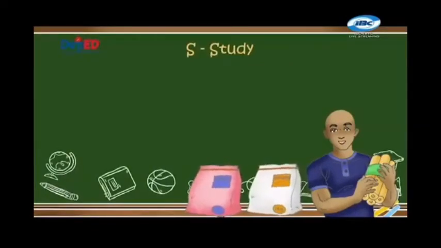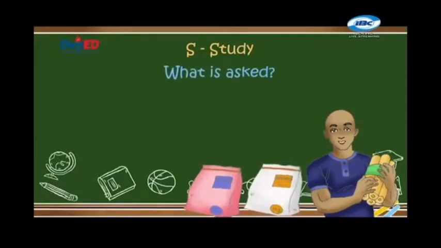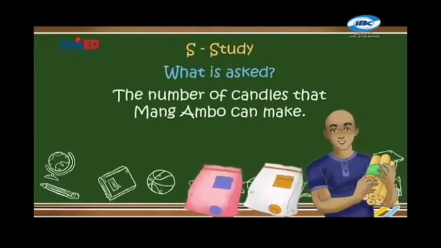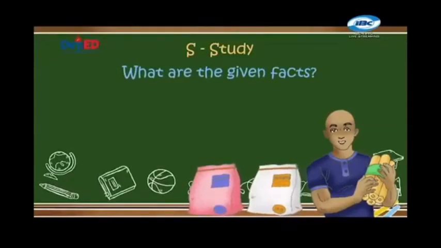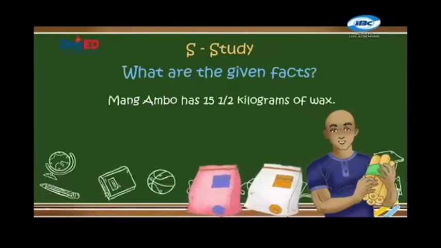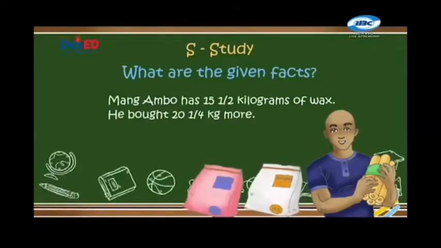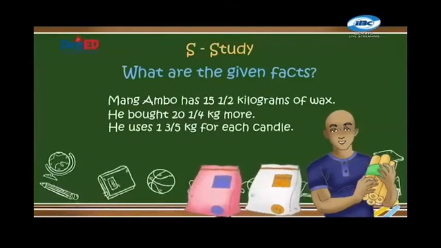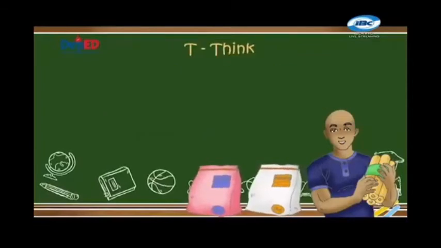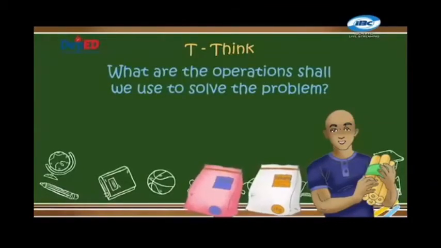Let's study first the problem. What is asked? You are correct. The number of candles that Mang Ambo can make. What are the given facts? Mang Ambo has 15 and 1/2 kilograms of wax. He bought 20 and 1/4 kilograms more. He uses 1 3/5 kilogram for each candle. This time, let's think of a plan. Based from the given facts, what are the operations we shall use to solve the problem?